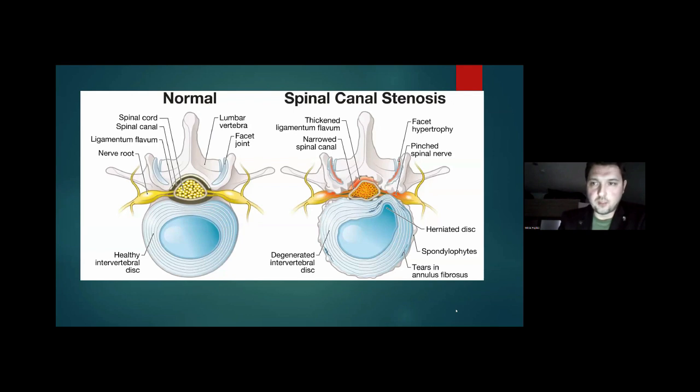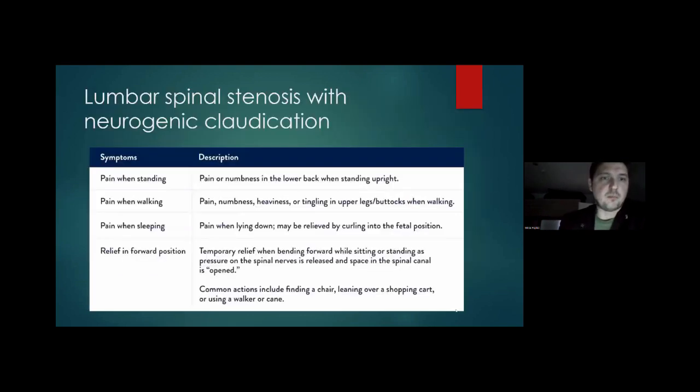Another type of pain which is caused in the back and in the legs is the pain due to spinal canal stenosis, due to thickened ligamentum flavum, a narrowed spinal canal, and facet hypertrophy. It is very important to make a distinction between lumbar spinal stenosis with neurogenic claudication and vascular claudication and other causes of pain in the legs and back. Lumbar spinal stenosis with neurogenic claudication is usually pain when standing, with pain or numbness in the lower back when standing upright, and pain when walking.